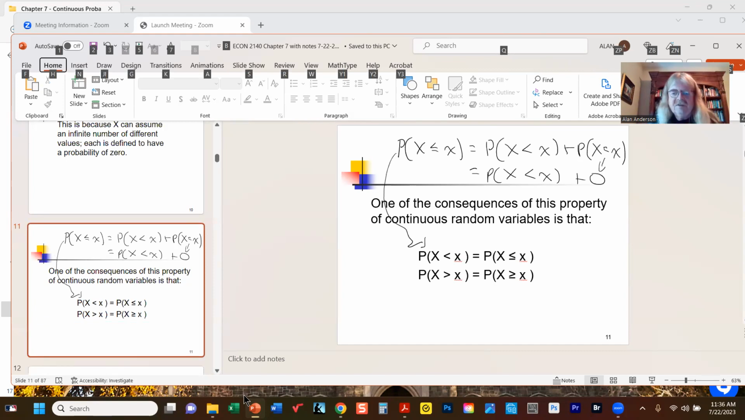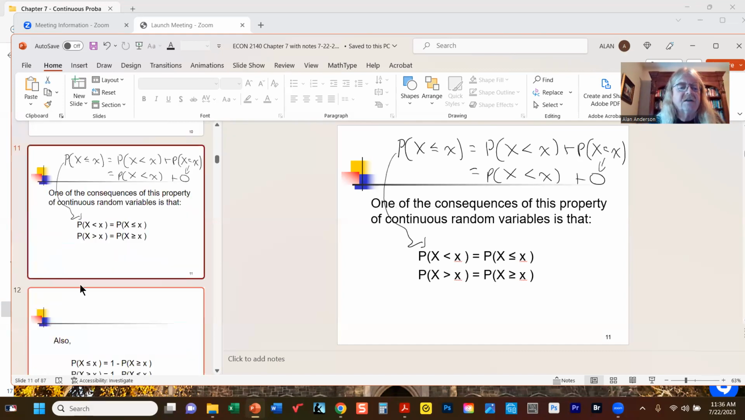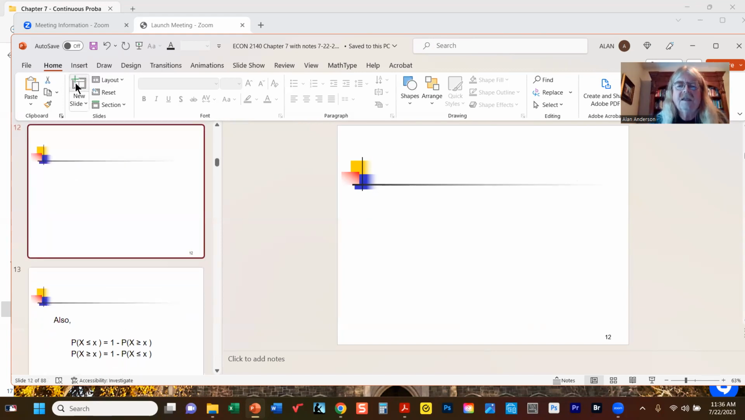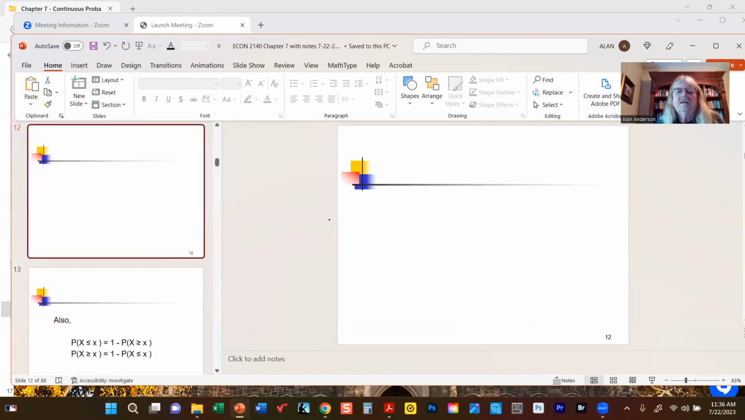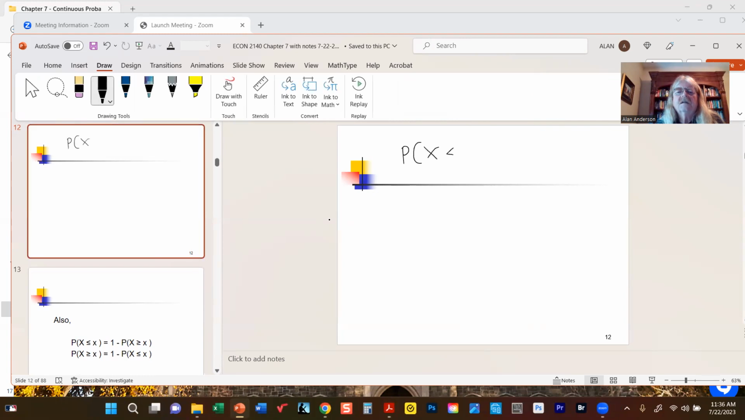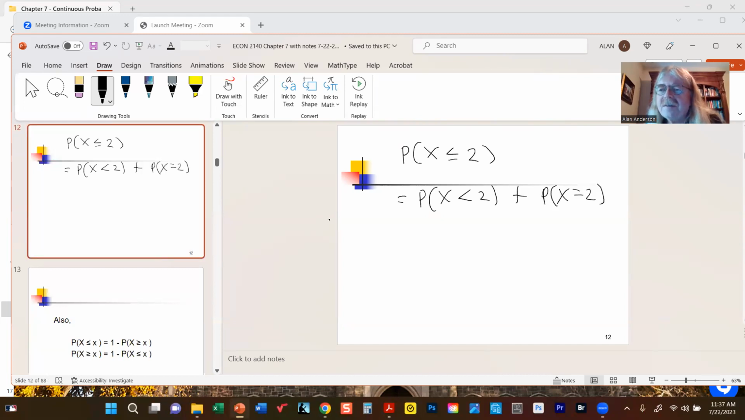Let's say, for example, let me just make up some numbers. It'll be a little less abstract here. The probability that x is less than or equal to 2 could be rewritten as the probability that x is strictly less than 2 plus the probability that x exactly equals 2. Now, in chapter 6, this would not have been a problem because we're dealing with discrete distributions. But here, this is going to equal 0. So therefore, these two are actually equal to each other.